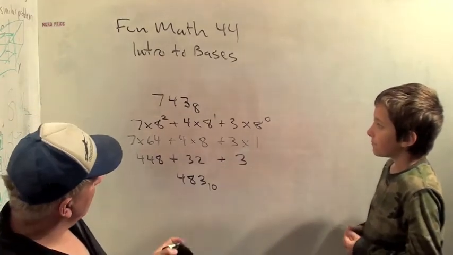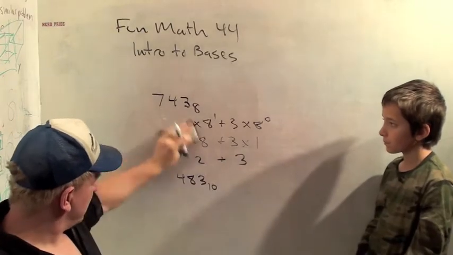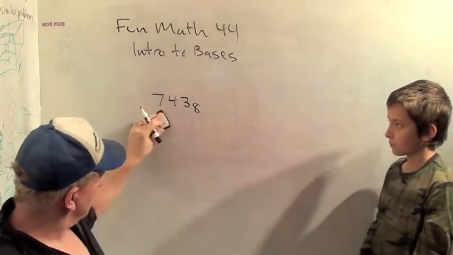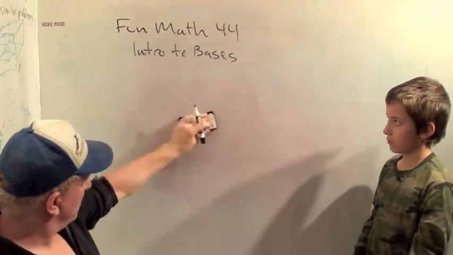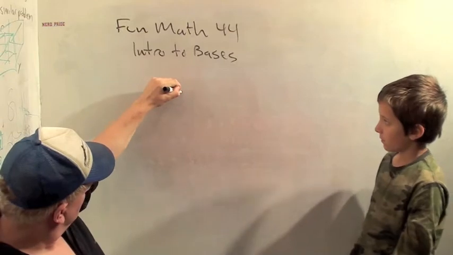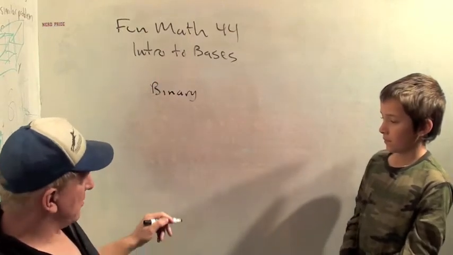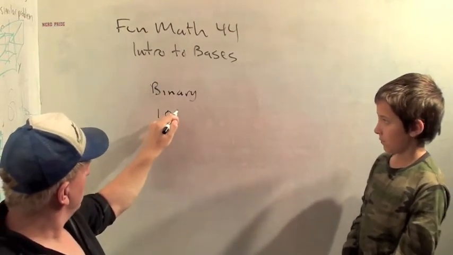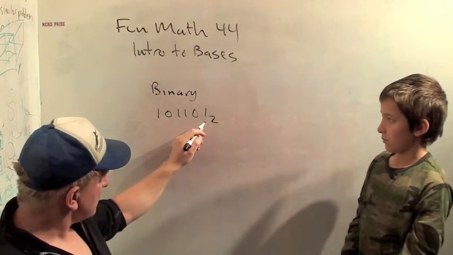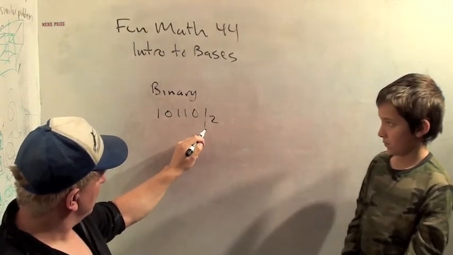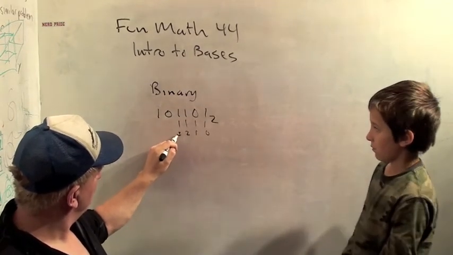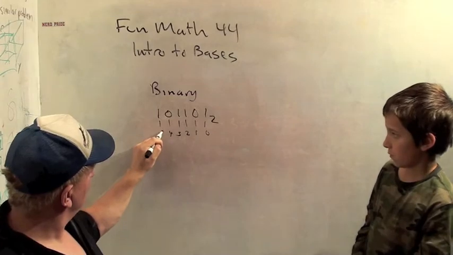Now, what's a very common base that people use that's different than base 10? Base 2. And what's that called? Binary. The neat thing about binary is it's only ones and zeros. 1, 0, 1, 1, 0, 1. Base 2 means this is the 2 to the 0, 2 to the 1, 2 squared, 2 cubed, 2 to the 4th, and 2 to the 5th.